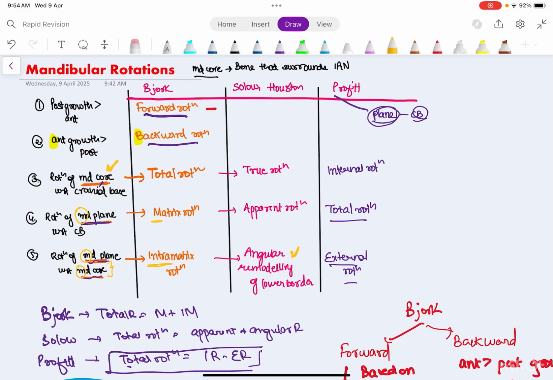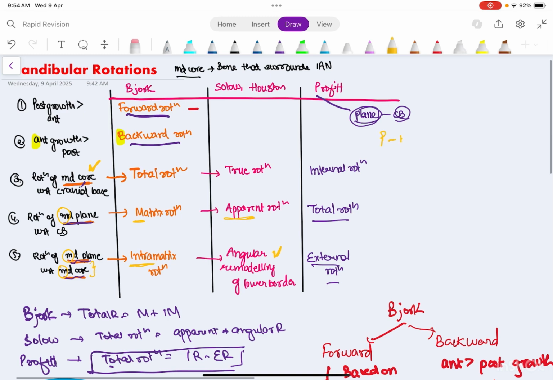And if you talk about the mandibular plane with respect to cranial base, only one thing that is left is apparent rotation. Then Profit was someone who thought, no, I'll not consider the mandibular core as the main thing, I'll consider the mandibular plane. So P for Profit, P for plane. He said mandibular plane is something which is going to define my total rotation. So he gave the total rotation in context to the mandibular plane rotation with respect to the cranial base.